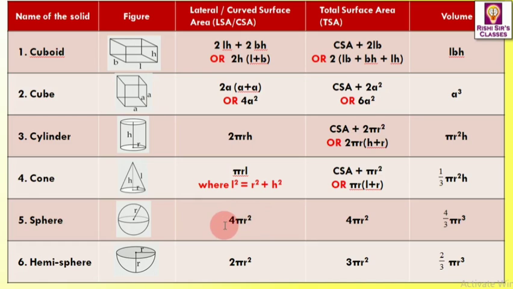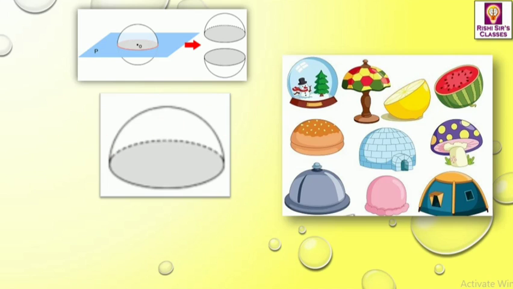Okay, now just tell me, what was the CSA of sphere? CSA of sphere was 4 pi r square. So what is the CSA of hemisphere? It is just half of it. That becomes 2 pi r square. So we can say the CSA of hemisphere is 2 pi r square.